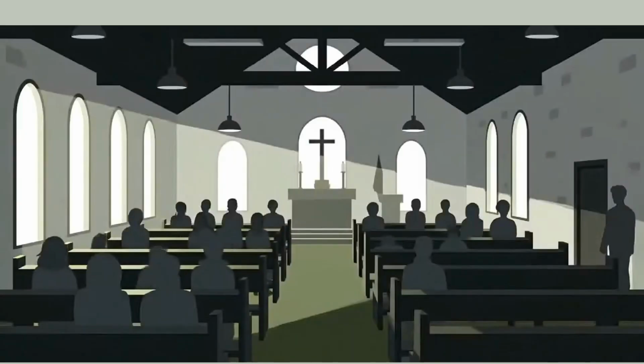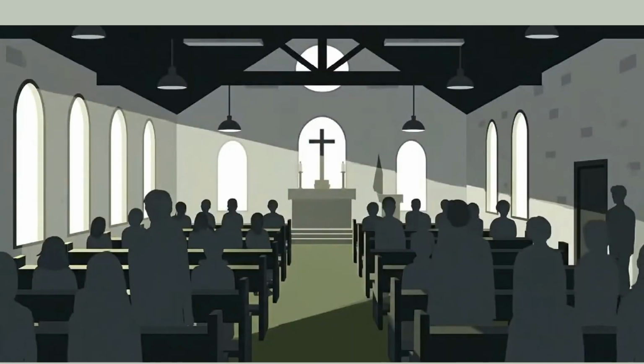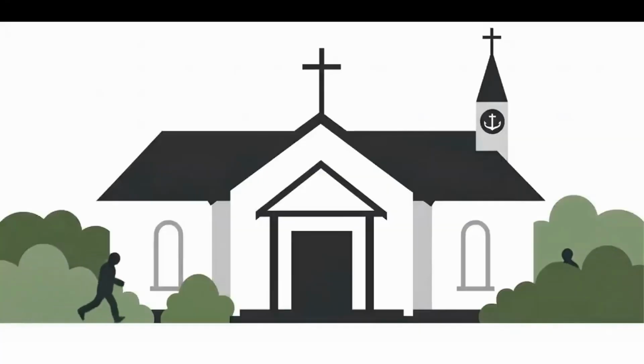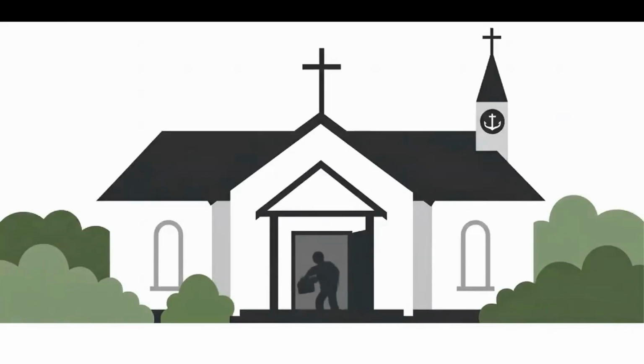First, protecting the congregation, staff, and visitors from external threats, internal hazards, and emergencies is our primary moral and ethical obligation. This extends to the most vulnerable, children, and the elderly. Second, is safeguarding church assets from theft and vandalism. This is part of being good stewards. A secure environment deters crime.